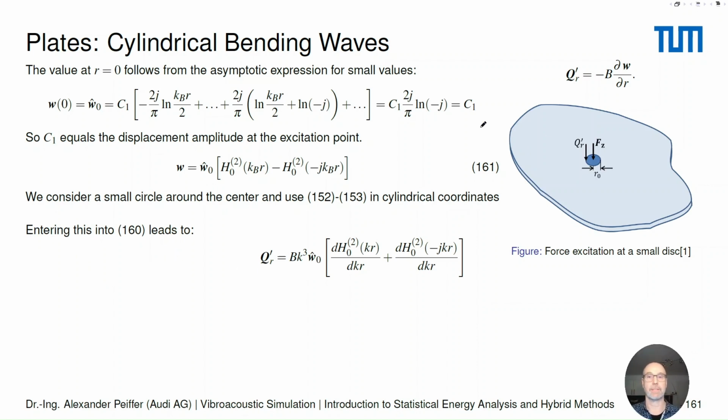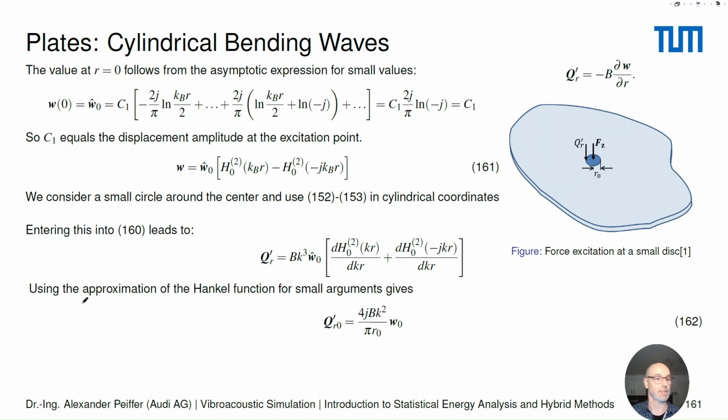If we enter all this here into the above equation, we get this expression. So this is just using all the equations that we have here. And this finally needs that again we use the approximation of the Hankel function for small arguments. And this gives the relationship between our Q at a specific radius and the displacement.